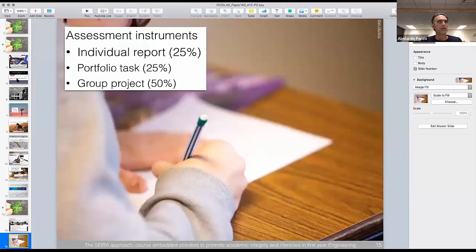Just a little bit more of the context about the assessment instruments. We have an individual written report, which is where we pay attention to how these supports for preventing academic integrity issues were deployed. But the course also had some additional portfolio tasks and some group assessment that accounted for 50%, as you can see.